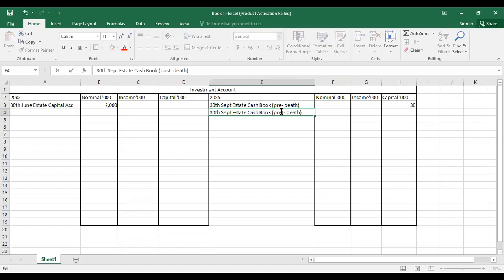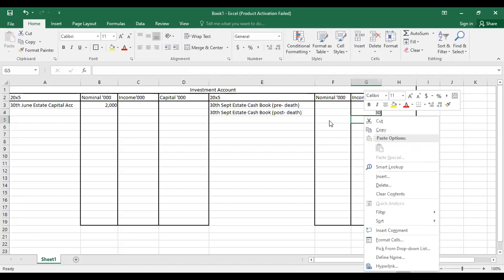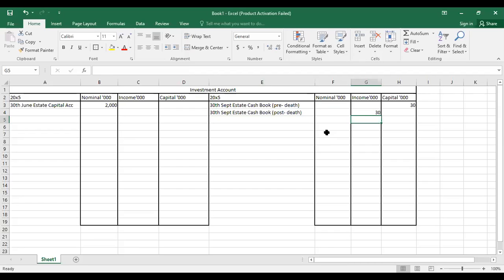It will be the interest that accrued between 1st July and 30th of September. How many months? There are still 3 months, isn't it? So this will be an income. So you said that all the amount accrued after the death of the testator is supposed to be recorded as income in the investment account. So there we are. Those are the only entries.